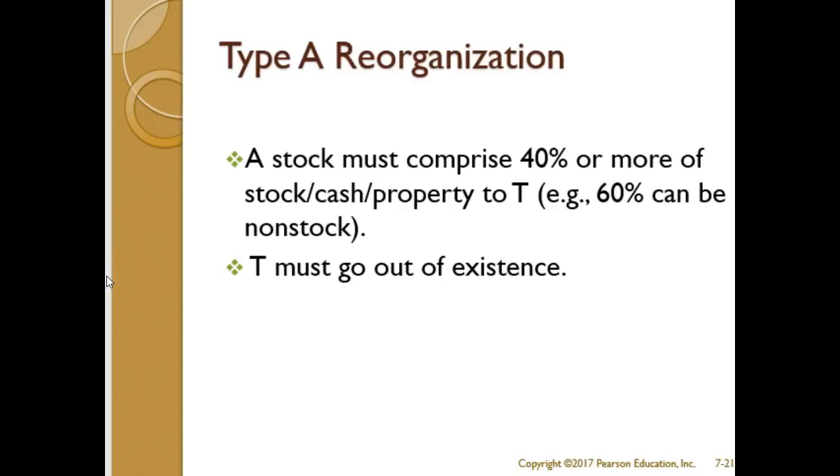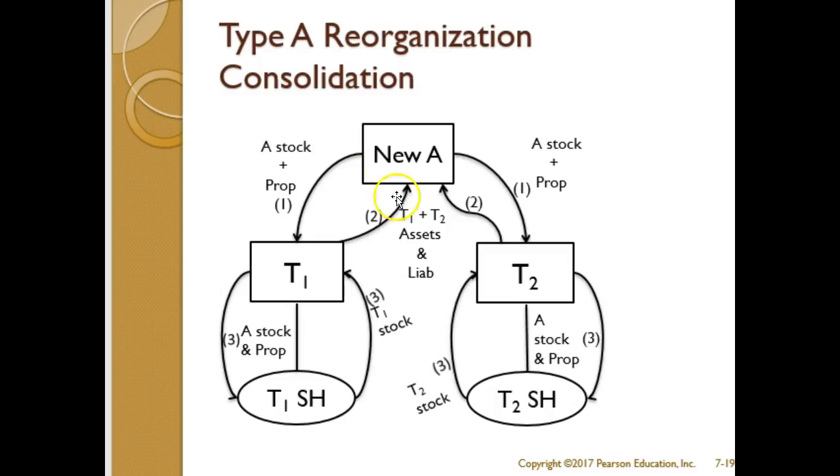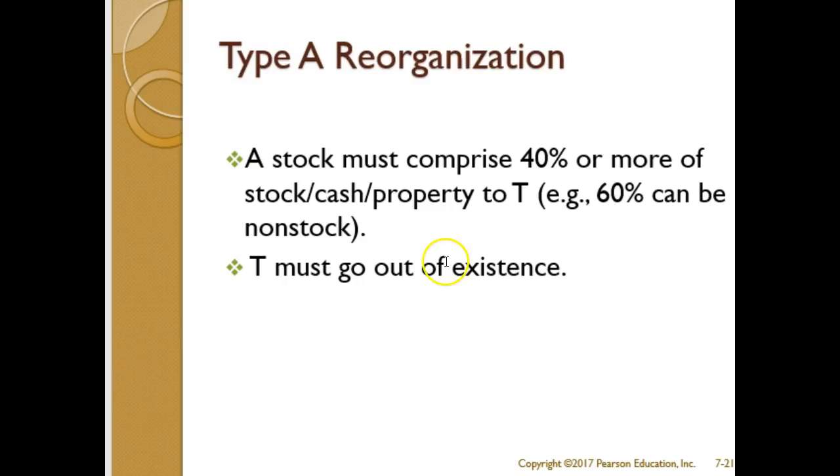Type A reorganization: A stock must comprise 40% or more of stock, cash, property to T. So 60% can be non-stock. So in the distribution to the shareholders, if we go back up to this part, it needs to be at least 40% stock, cash, and property, okay? And T must go out of existence. So both T's in those cases are liquidated and dissolved.